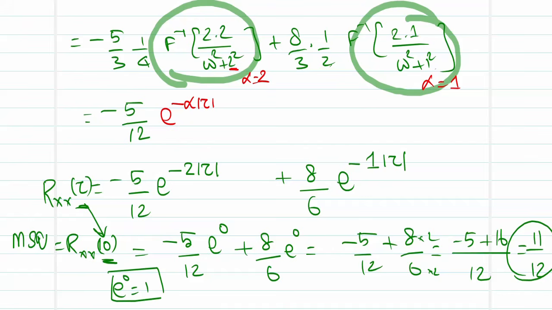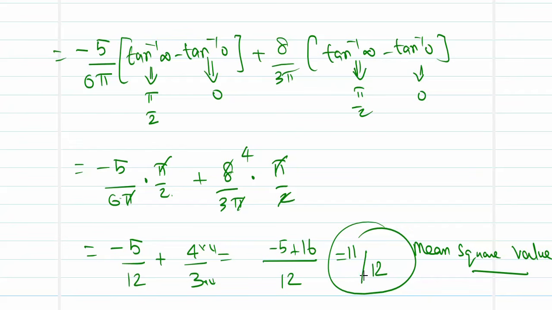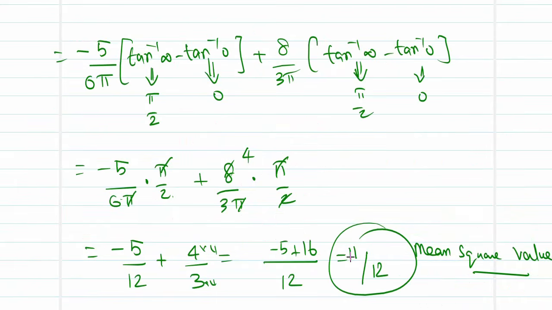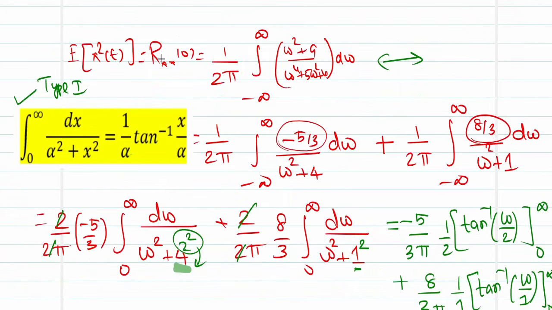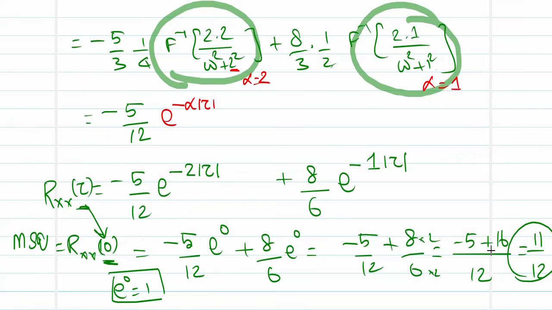So this is the answer which we get using the inverse Fourier transform method. The answer was 11 by 12. And we can see that what we had as the answer using the integration formula, that is type 1, was also the same 11 by 12. Over here directly you had Rxx of 0 when you used integration, but when you use the inverse formula you will be getting only Rxx of tau. So you need to go one more step ahead to substitute tau as 0 to get your final answer.